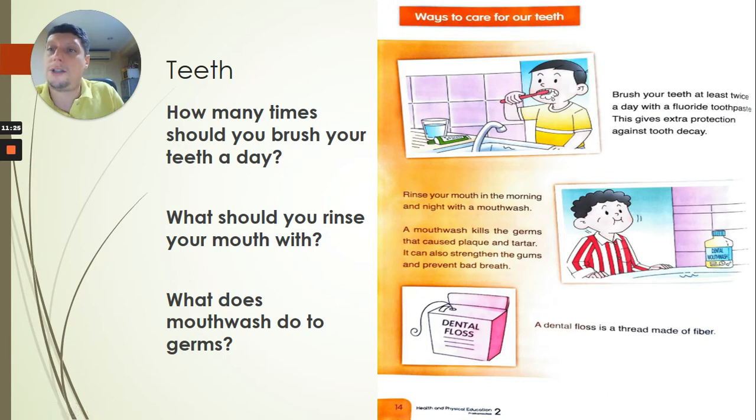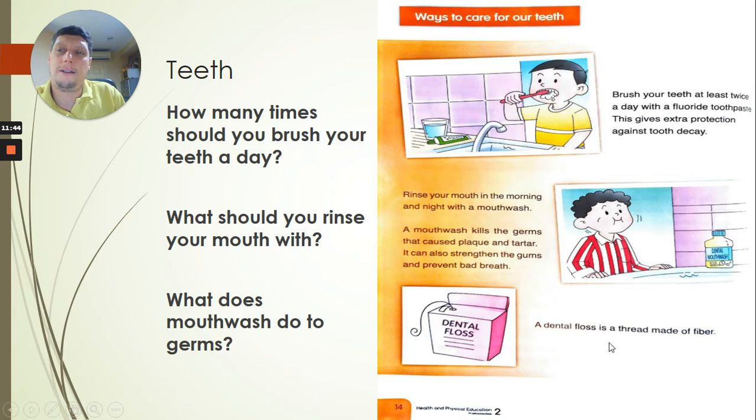Like I said, mouthwash can strengthen your gums and your teeth, but it's also good for you if you have bad breath. It will prevent bad breath and stop you from getting bad breath, keeping your breath smelling nice and fresh all day long.